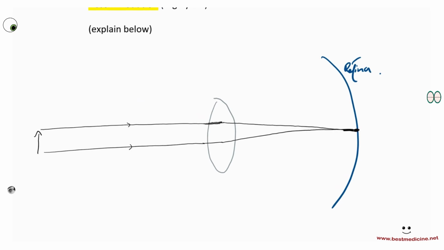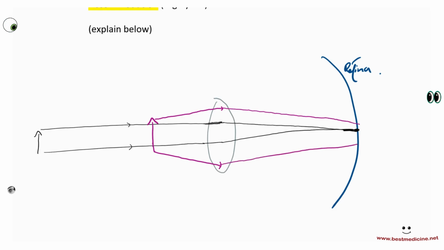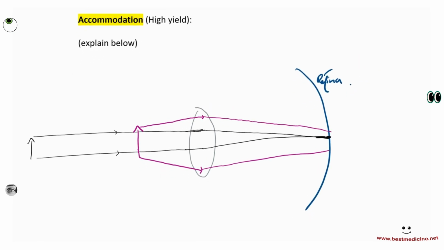But what if I put an object that is very close? So here's an object that is very close. This time, the light rays coming from this object are going to be at a wider angle. Because these are wider angle, the problem is that the refractive power of the lens is not sufficient to refract it sharply onto the retina. So it does cause some refraction, but it does not focus the light rays onto the retina. The solution to this is the ciliary muscles and the suspensory ligaments.